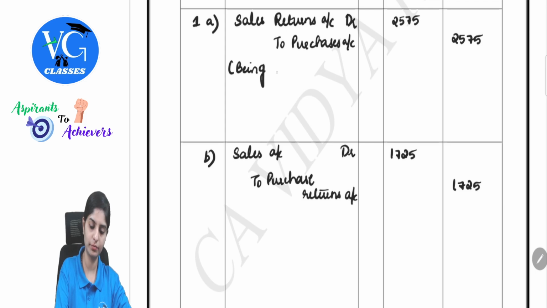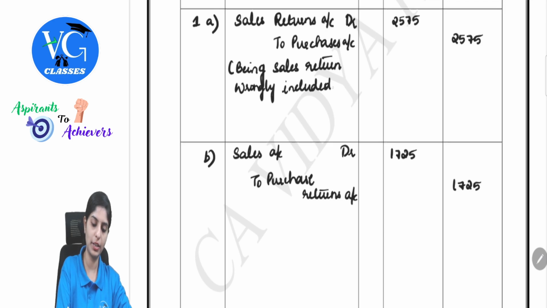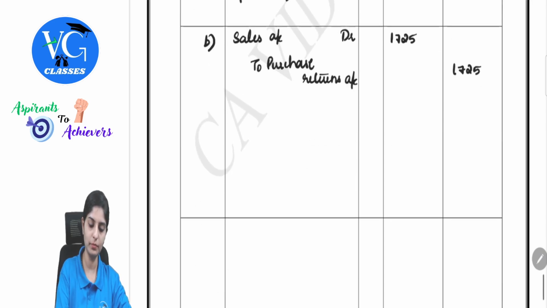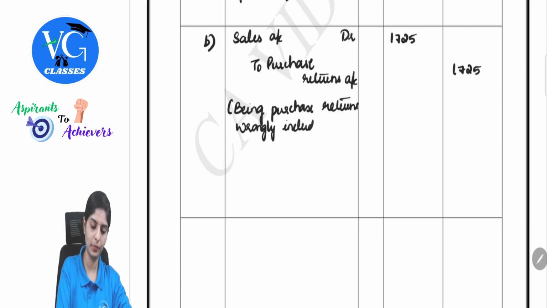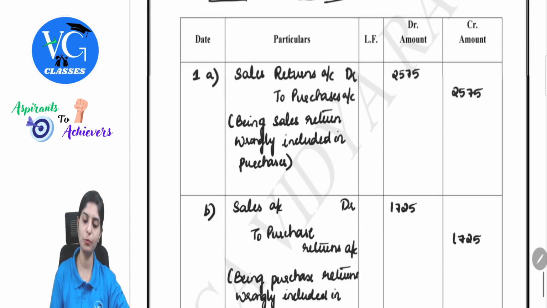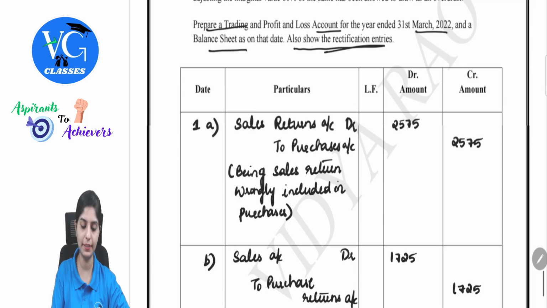Being sales return wrongly included in purchases, being purchase returns wrongly included in sales. So for this, we will also simultaneously treat.